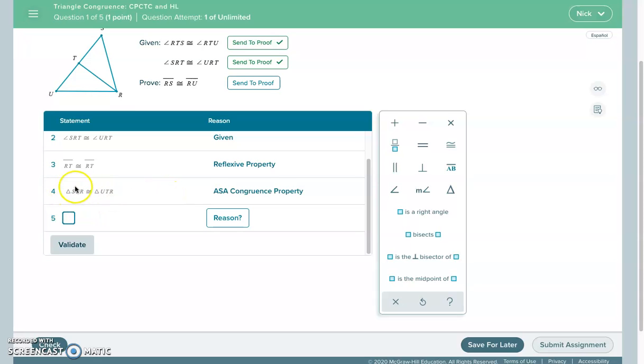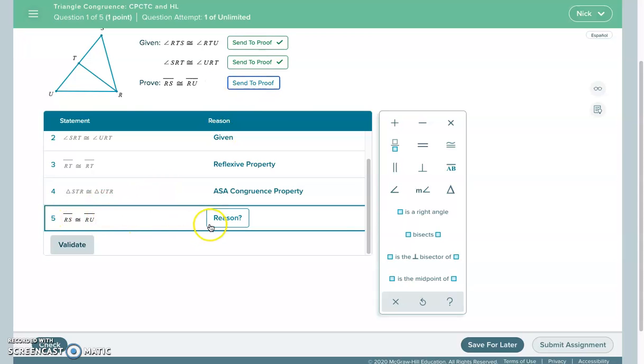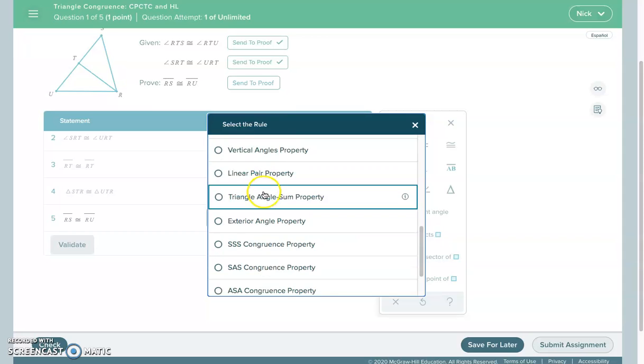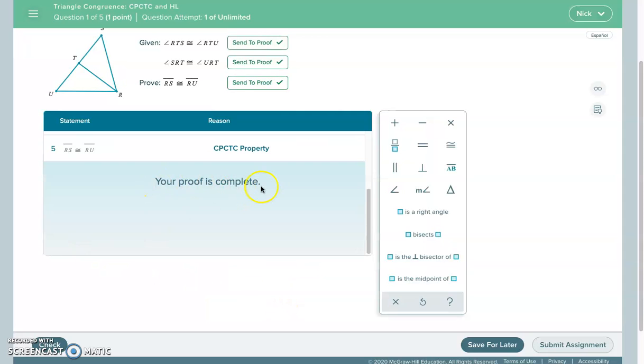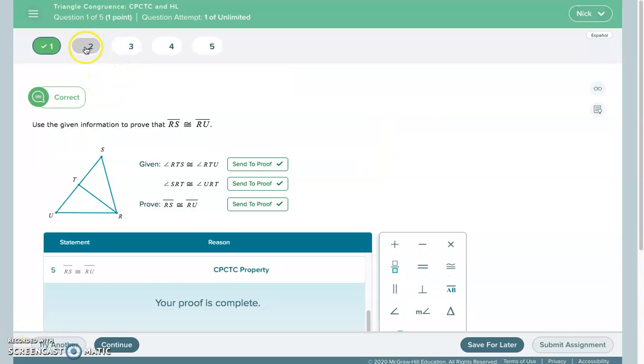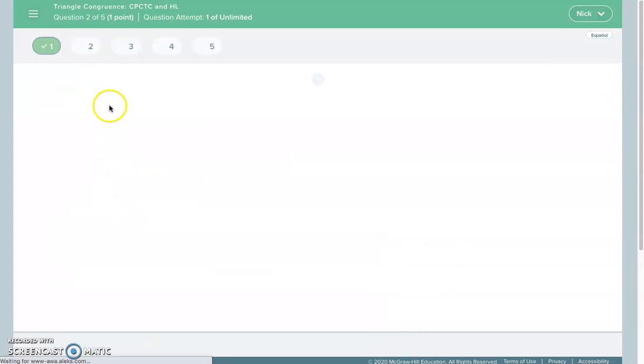Now that I've proved them congruent, I have one step, and that's where CPCTC, or corresponding parts of congruent triangles are congruent, comes in. So I'm going to go ahead and send this to my proof. Notice that there's no reason this time because we have to say that. So that's where you can use the CPCTC property. It says your proof is complete. Now you hit check and it gives you credit. It's a little bit weird how they set these up. All right, so let's do another one quickly here.